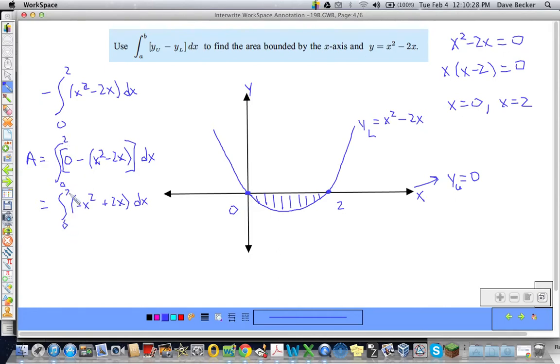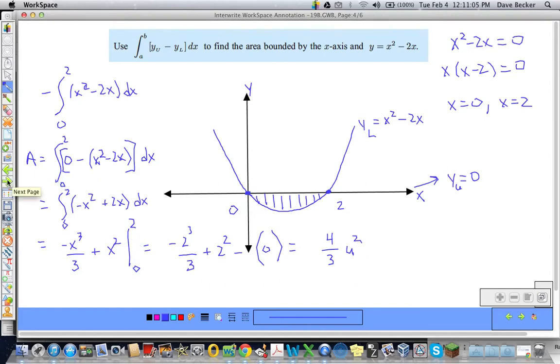Shame on me. And so that would equal negative x cubed over 3 plus the integral of 2x, which is 2x squared divided by 2, or simply x squared, evaluated from 0 to 2. That equals negative 2 cubed over 3 plus 2 squared minus, parentheses, replacing 0, we're going to get 0. I won't do the arithmetic. I will tell you that that area is equal to 4/3 square units.